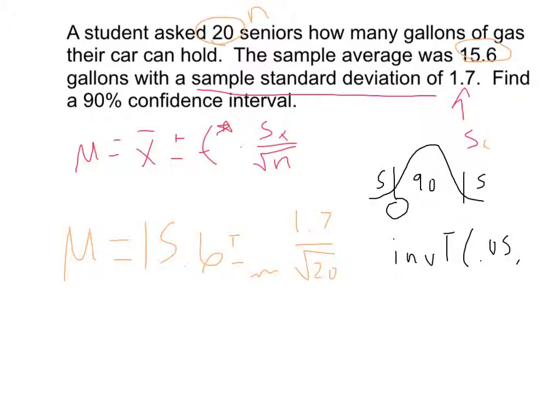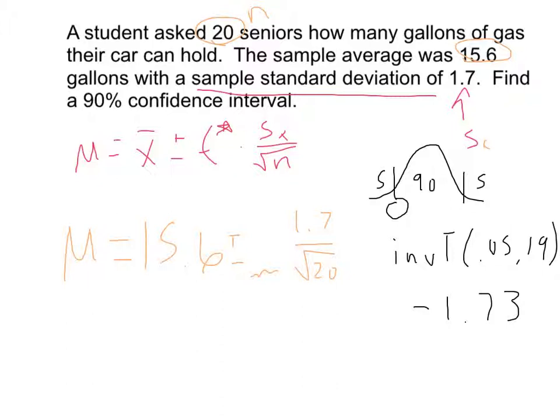But unlike inverse norm, I have to add one more value. And this one's kind of tricky. You take your sample size and you subtract 1. So this 20 that we have up here is actually going to get subtracted by 1 to get 19. And that's what we're going to type into our inverse t function. So inverse t 0.05 comma 19. And when you plug that in, you get negative 1.73 if you round that off.